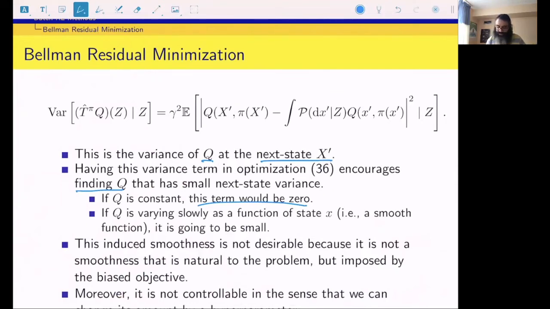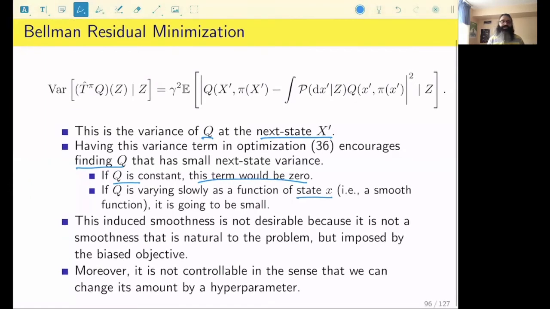So if Q is constant, this term would be 0. And you can argue that if Q is varying slowly as a function of states X, so essentially you have a Q that, over the space of next states or states, is changing very, very slowly, almost like constant, this variance term would be small. So this penalty term is encouraging finding a Q that is smooth in some sense over states or state actions.